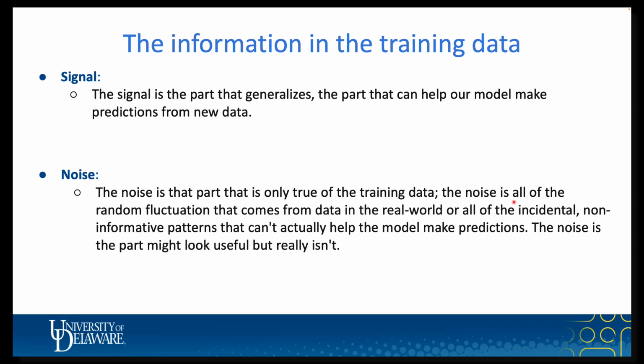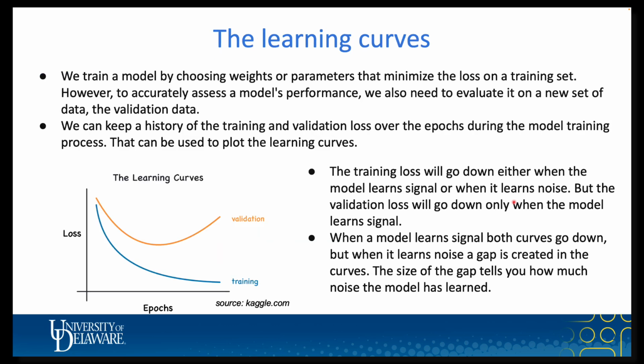Now let's look at the information in the training data. Just for information purposes, we have the signal and the noise. The signal is the part of the data that helps generalize to new examples, whereas the noise is the data-specific randomness. The good models will learn the signal, not the noise. By plotting the loss over time for both the training and validation data, we can diagnose underfitting and overfitting. Remember, we learned about those in traditional machine learning.